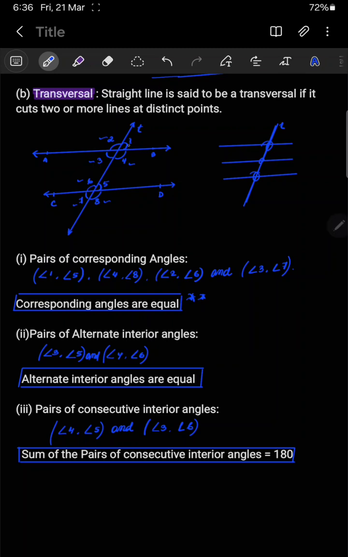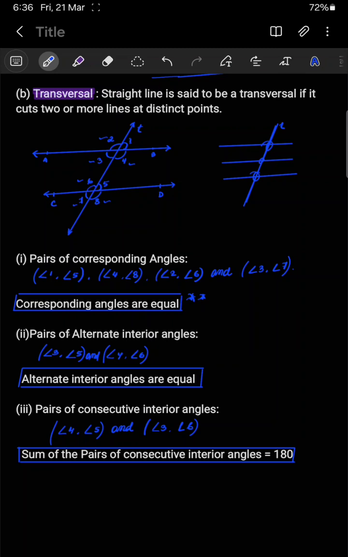Look here again: angle 1 and angle 5 are corresponding angles, angle 4 and angle 8 are corresponding angles, angle 2 and angle 6 are corresponding angles, and angle 3 and angle 7 are corresponding angles. So you have to remember which ones are the corresponding angles.